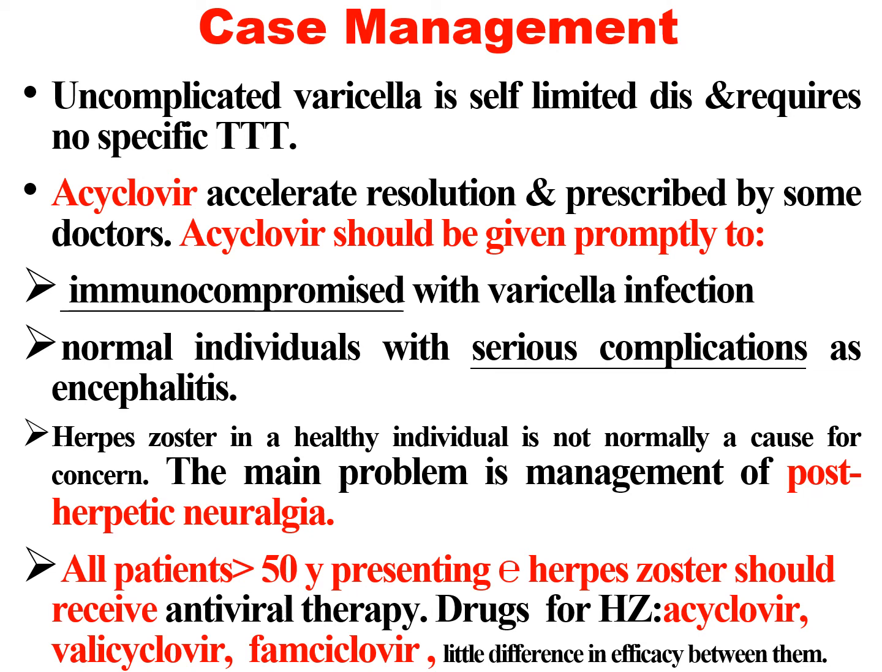Acyclovir should be given promptly to immunocompromised patients with varicella infection, and to normal individuals with serious complications such as encephalitis. The main problem is management of post-herpetic neuralgia. All patients more than 50 years presenting with herpes zoster should receive antiviral therapy, either acyclovir, valacyclovir, or famciclovir.